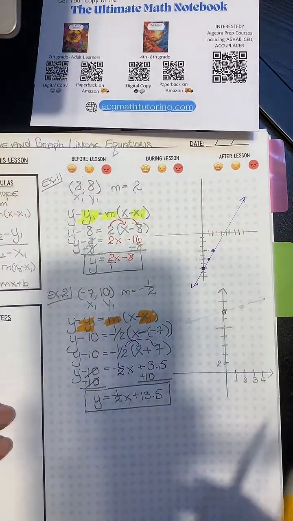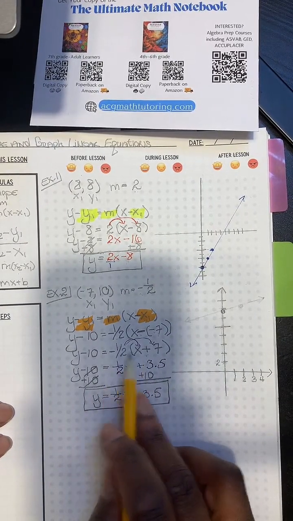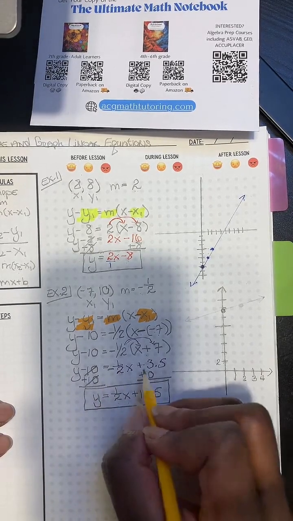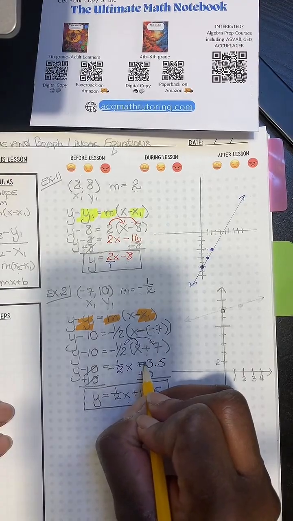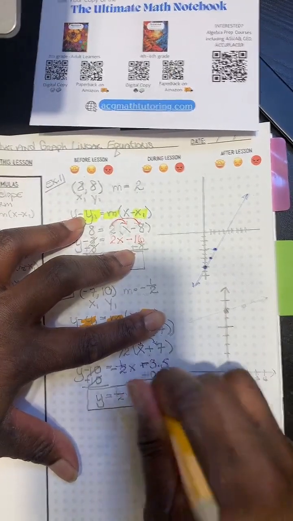So I can still keep it as 2. This is still going to be positive. But when I multiply, this is going to be negative. And then this will be a negative. So this is not going to be a positive 13.5. Nope.